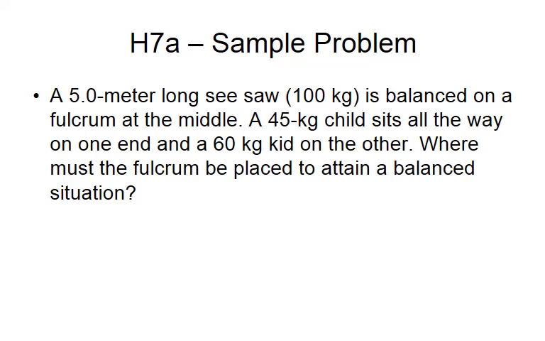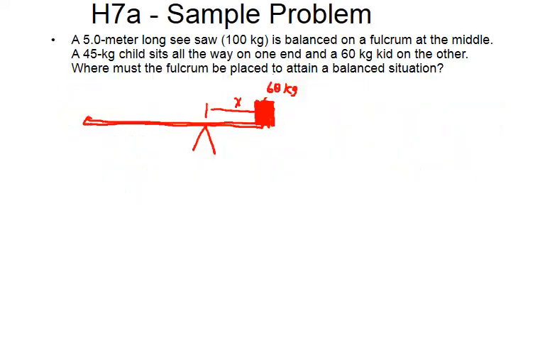Okay, so on this one, we have a 5-meter long seesaw. It's balanced on a fulcrum at the middle. A 45 kilogram child sits all the way at one end, and then a 60 kilogram kid on the other. We want to figure out where the fulcrum needs to be placed to attain a balanced situation. So let's go ahead and assume the 60 kilogram kid is on the right hand side, and then the 45 kilogram kid will be on the other. And then here's the fulcrum, and the question is, where do we need to place that?